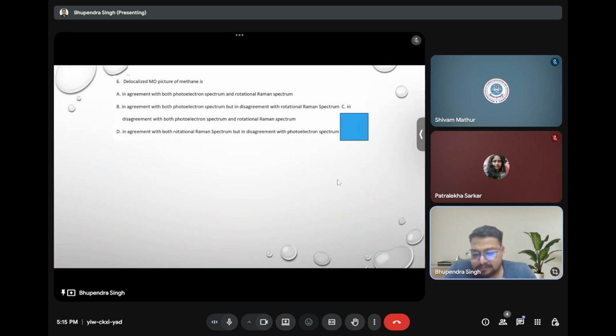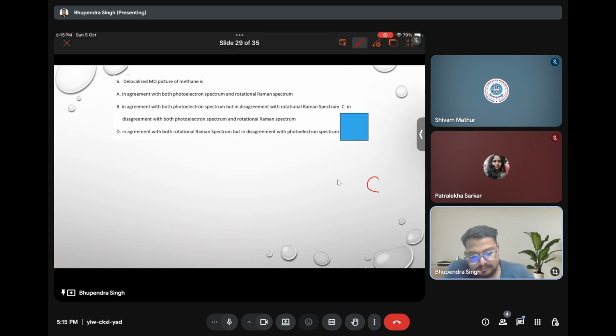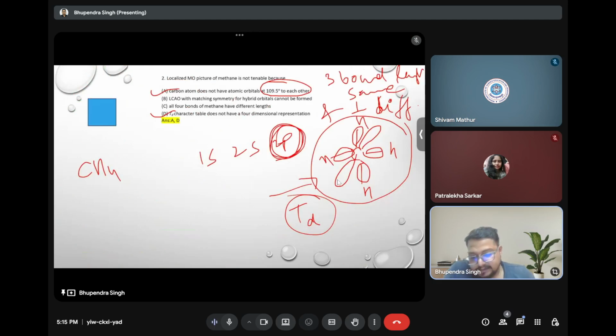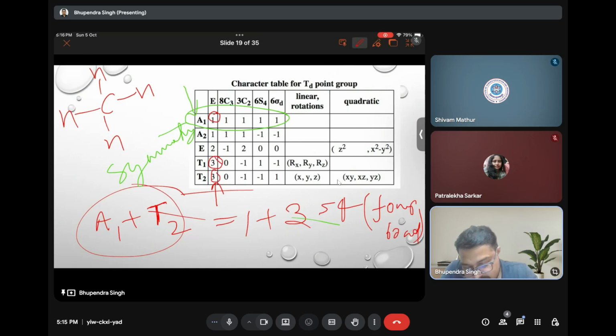Anyway, coming to our next question. The next question is the delocalized MO picture of methane. We have already solved this question. What symmetries did we get? A1 and T2 for methane. A1 is singly degenerate, and this is T2, triply degenerate.